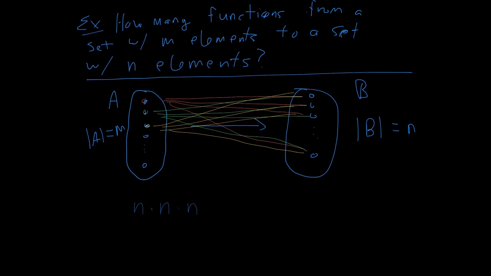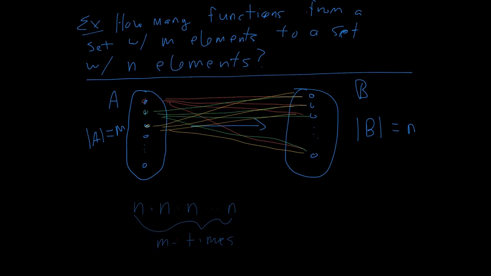So it's n times n times n, dot, dot, dot, times n. And this multiplication happens m times, because that's how many elements there are in A. The first element, there are n choices. That's where that n came from. The second one that's colored green, there are n choices. That's where that n came from. And so on and so forth. And so these get multiplied together m times.